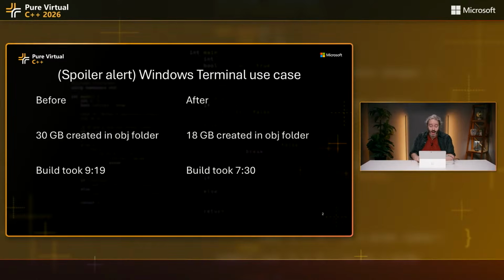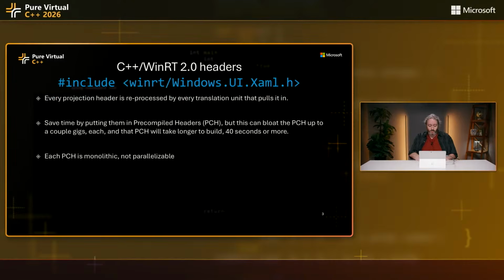So how did we get here? Well, with C++ WinRT 2.0, you include these generated projection headers. C++ WinRT generates headers from Windows metadata, aka WinMD files. These headers contain all the machinery for you to use these rich WinRT APIs in a modern, idiomatic way.